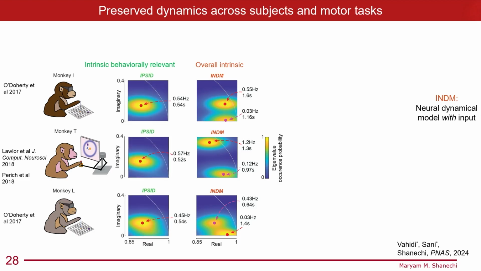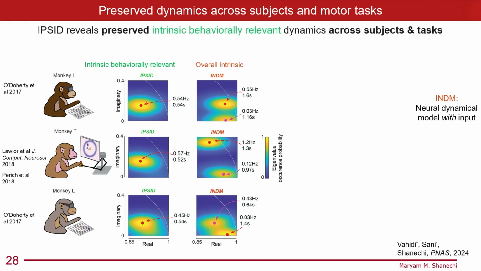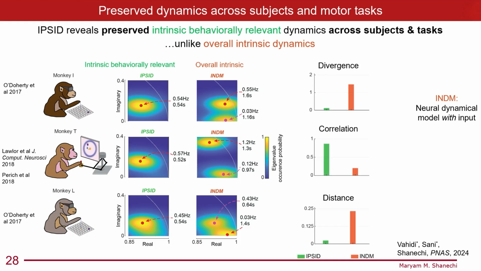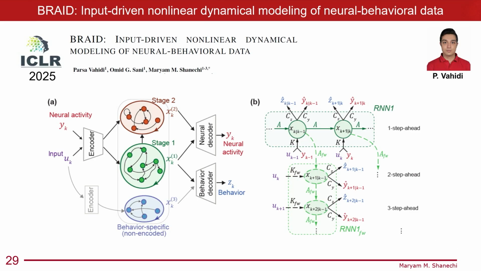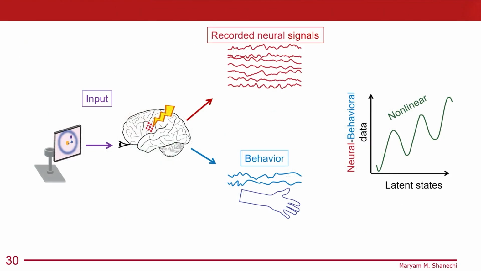And when we did that, these were remarkably similar across different tasks and across different monkeys, unlike the overall intrinsic dynamics, showing us these preserved behaviorally relevant neural dynamics and computations that we could find that we would have missed otherwise. And we have also extended this to a nonlinear model that can capture nonlinear input-output relationships. This will be presented this month, so I won't go into the details of that.